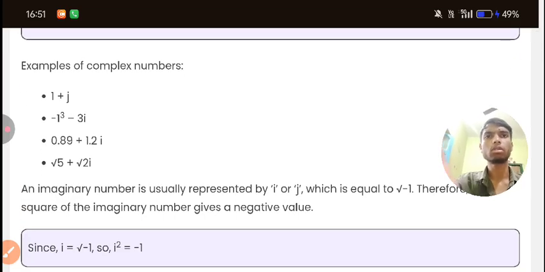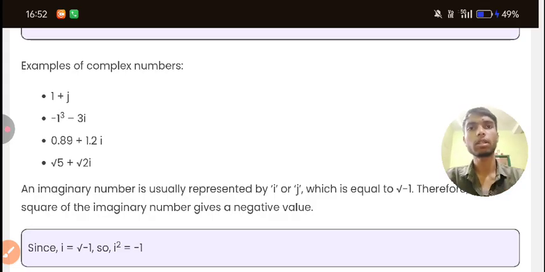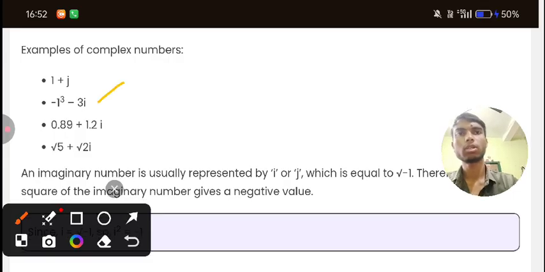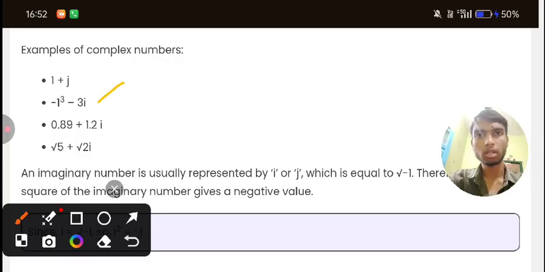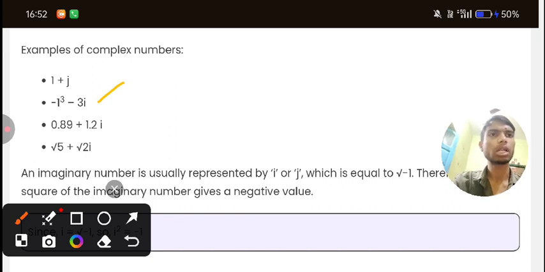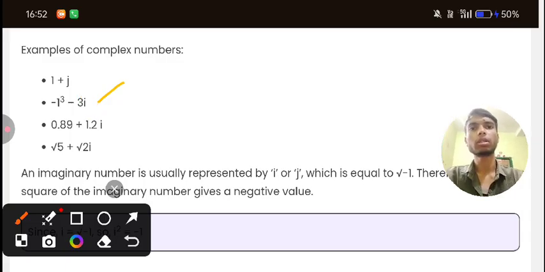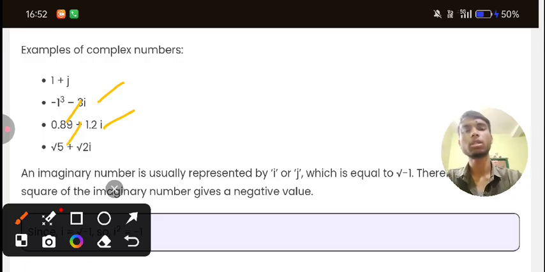Example of a complex number: 1 plus j. Here we have a real number and one is an imaginary number. So that's why this is a complex number. Next we have this, in which we have a real number and this is an imaginary number.